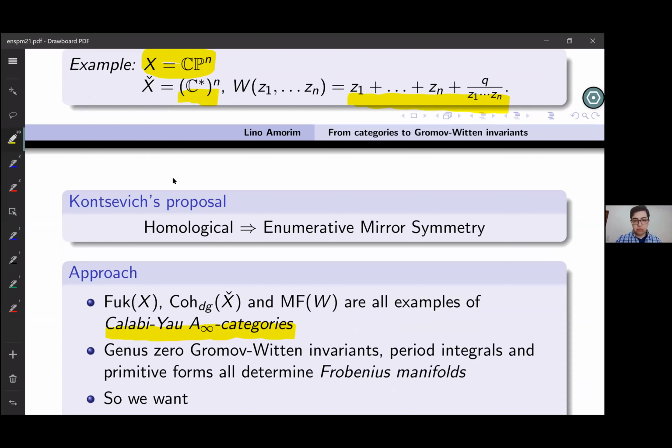And on the enumerative side, the Gromov-Witten invariants, period integrals, all these primitive forms, they all determine Frobenius manifolds.